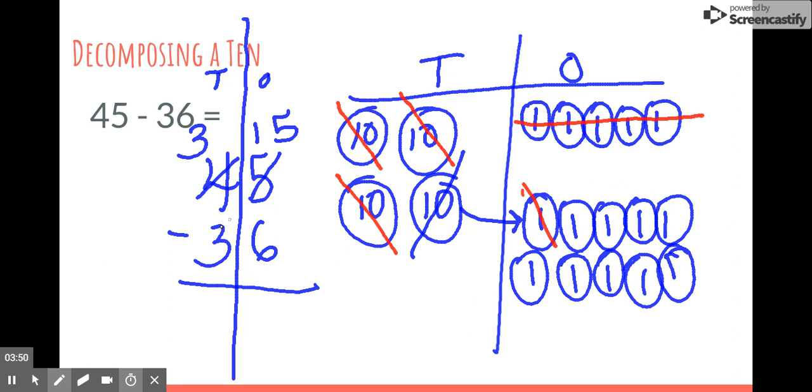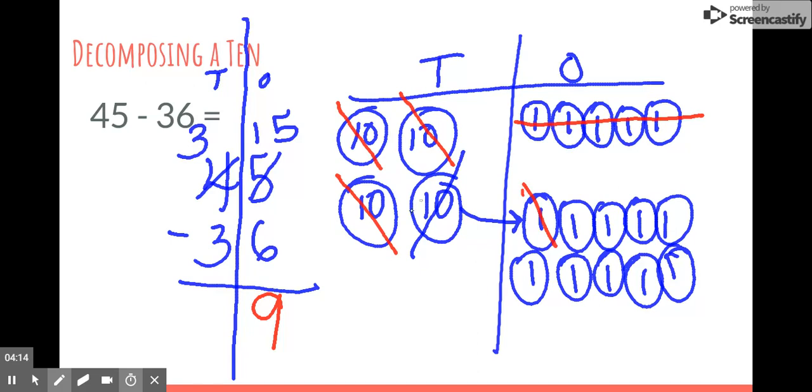So now I've done my taking away. I have my answer right here in front of me. I just now got to write it. So to figure out how many ones, I see I have 1, 2, 3, 4, 5, 6, 7, 8, 9. And then as I write this, I can check myself. Well, does 9 plus 6 equal 15? Yes, it does. So I must have done that correctly.